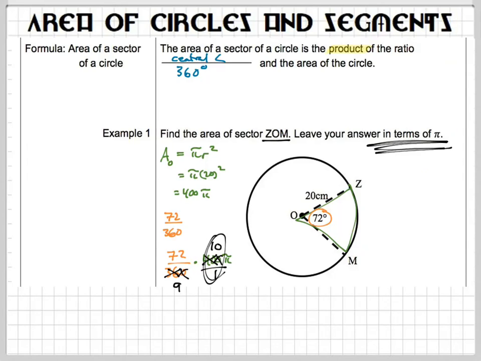Okay, but now check the numbers on top of each other too. If you can divide the top and the bottom by the same number, that's simplifying. Can you do that with 9 and 72? What can I divide 9 and 72 by? I would divide both of these by 9, and I would get 8.